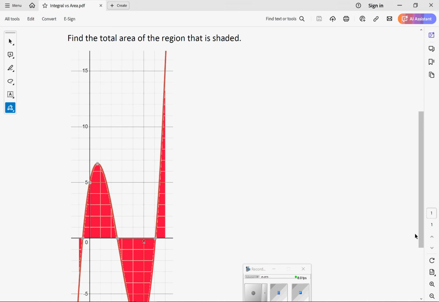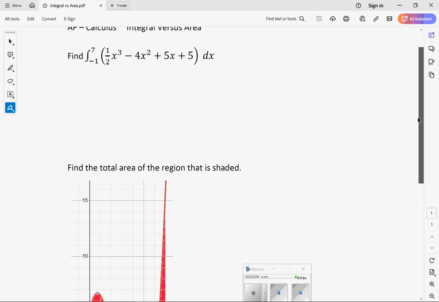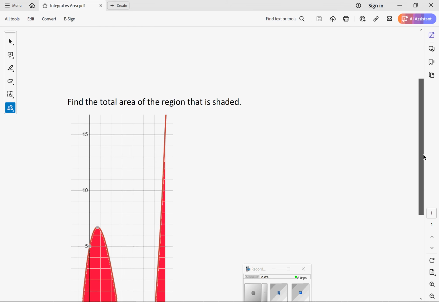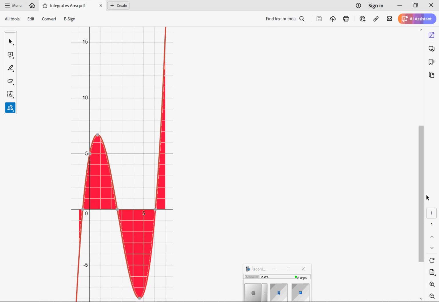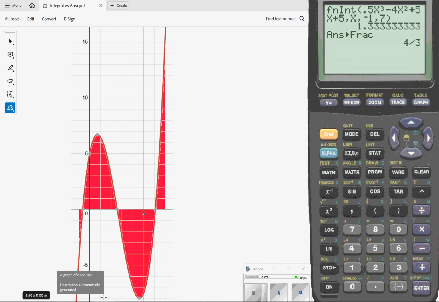So the second one is going to be the same. You might have run into a little trouble because I forgot to put in that it's the same function, 1/2 x to the third minus 4x squared plus 5x plus 5. If you graph that, you'll get this exact same picture here, and we just wanted the area underneath it. So the only thing we have to do is change what we just did.